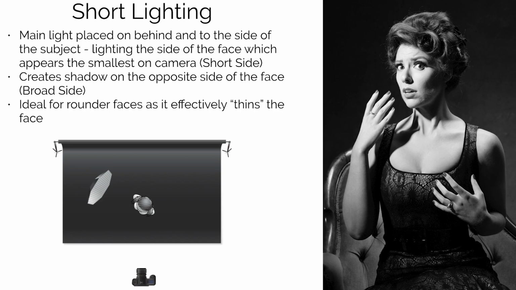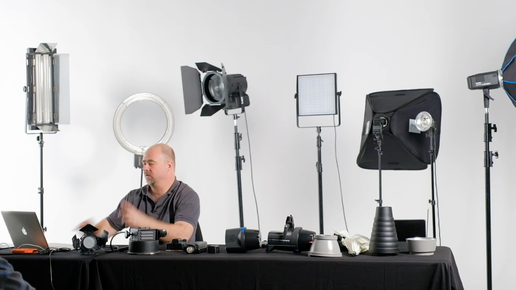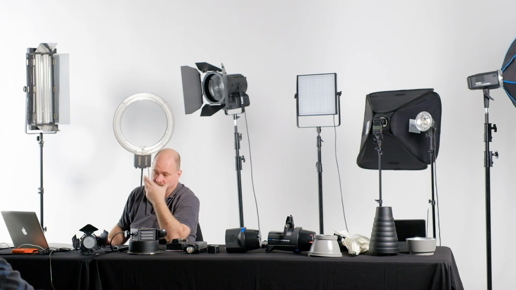So short lighting is terminology we use when we're lighting our subject from the opposite side to the camera. If we look at our subject's face in this example here, the side that's closest to the camera is the side that's in shadow. And we're lighting the opposite side, which is the short side of the face, because it's the side that we see the least of from the camera's perspective. So it's really great for people with a really round face because it makes them look thinner.